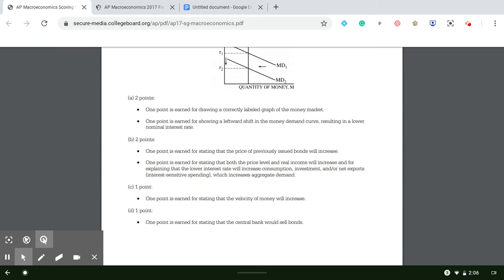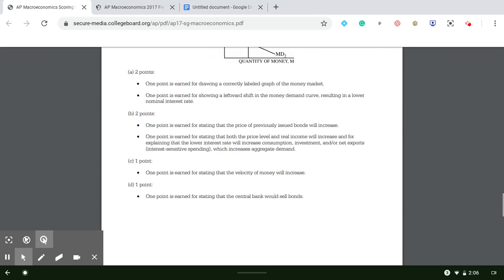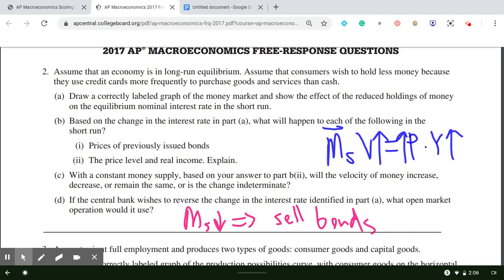And 1 point is earned for saying that the central bank would sell bonds, because they want to decrease the money supply. And to decrease the money supply, the open market operation they use is selling bonds. Okay, let's go on to number 3.